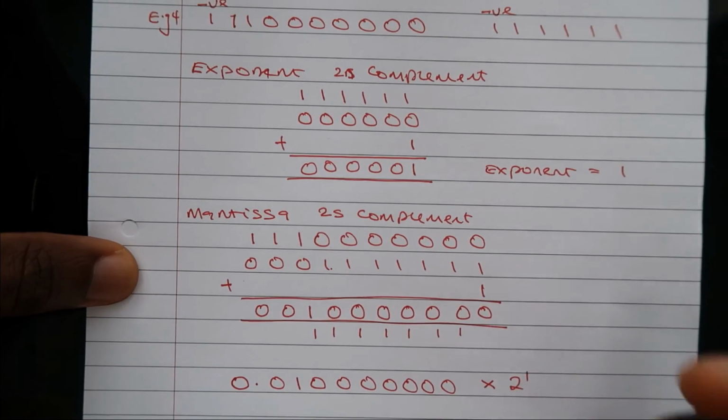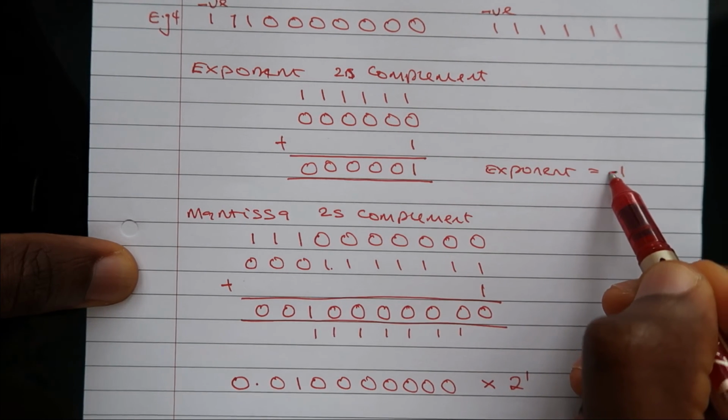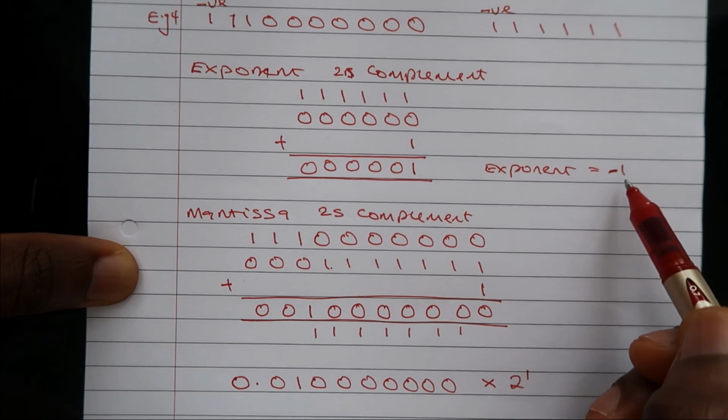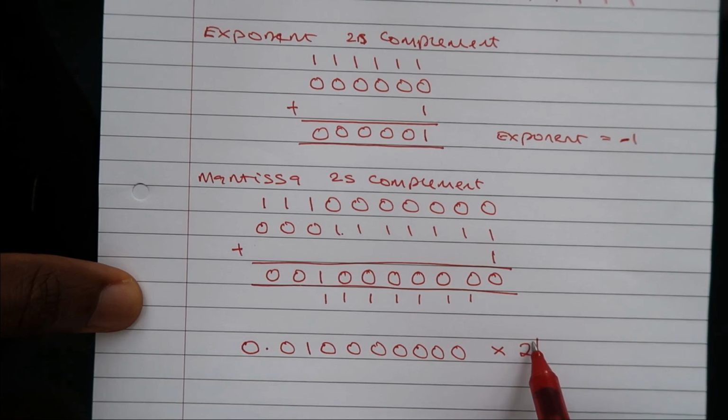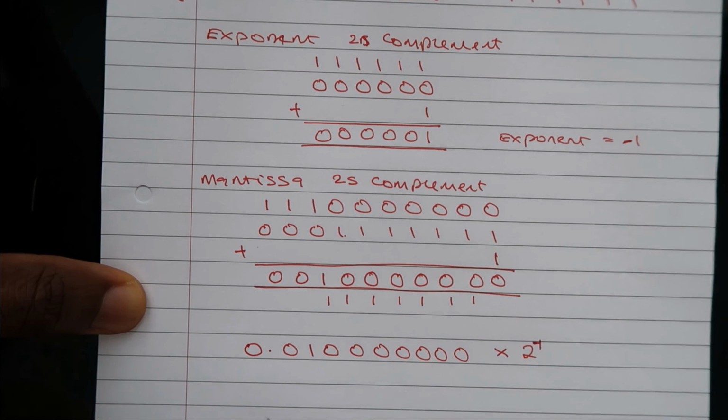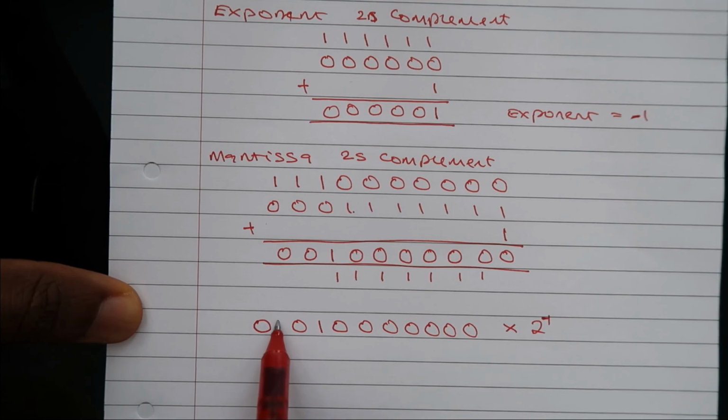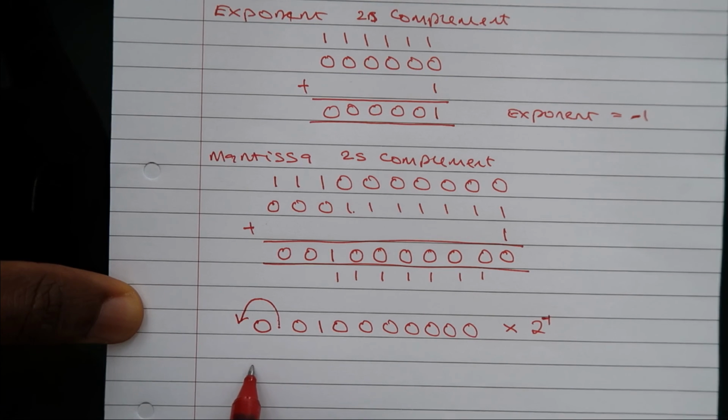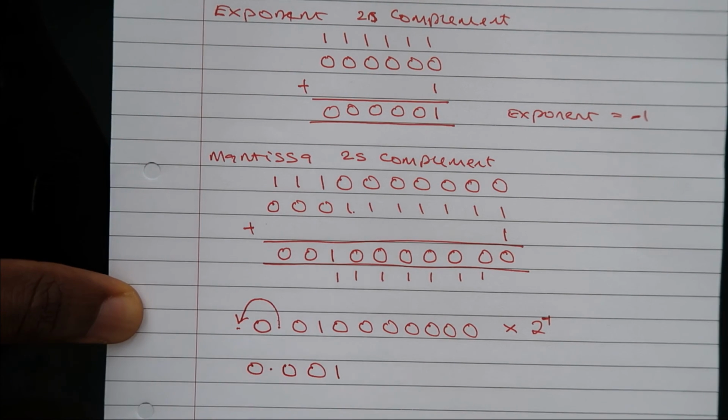I'll take that back. My exponent is negative, so my exponent here is minus 1. It's minus 1 there, not just 1, it's minus 1. So that's 2 to the power minus 1. So because it's minus 1, it means I'll have to shift my decimal point one place to the left. Okay, so I'll shift my decimal point one place to the left. So this leaves me with 0.001. So I know that this is 1 over 4.